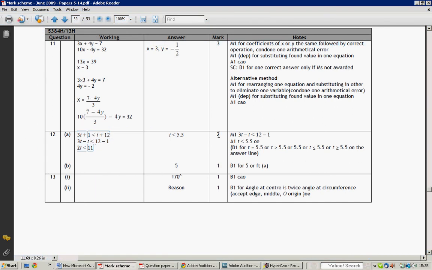If you got 5.5, award yourself 2 marks. If you did some of the things that are in here, award yourself the marks accordingly. For example, if you had something like 3t minus t is less than 12 minus 1, then award yourself 1 mark, even if you didn't get the final answer correct. If you want to know more, you can pause here and read this mark scheme to see which marks you want to award yourself.